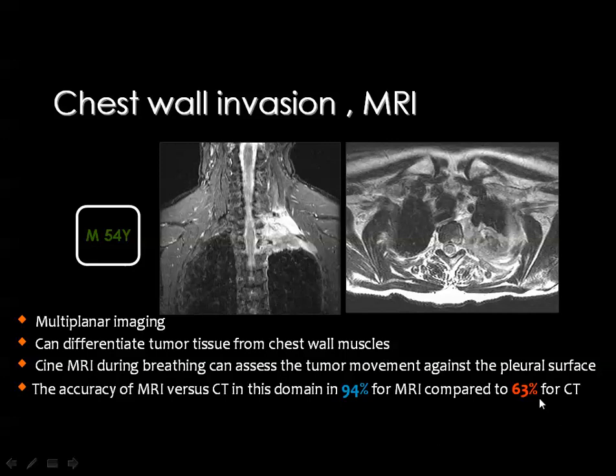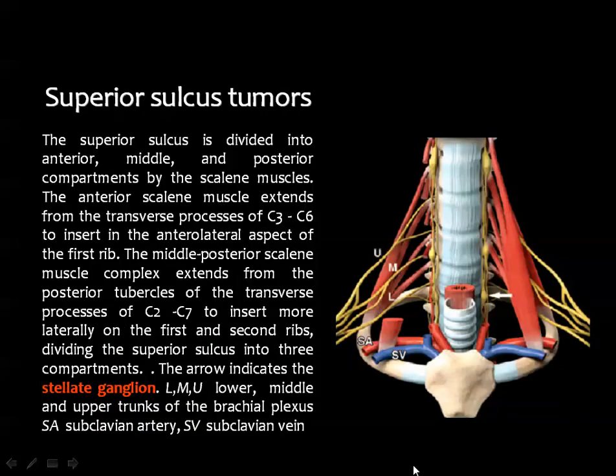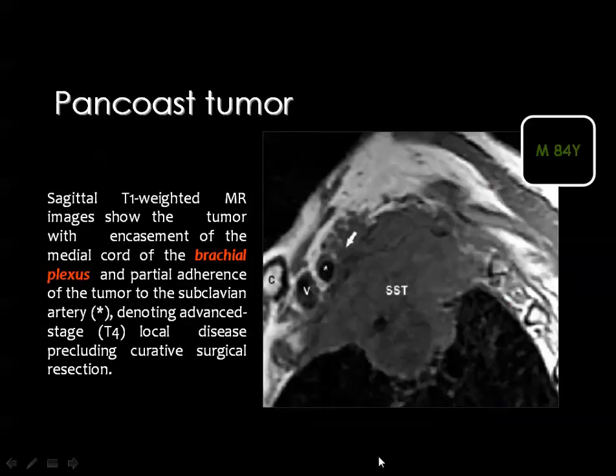Then MRI is sensitive, as you all know, in evaluation of invasion of the brachial plexus, and also invasion of the spine with intraspinal extension and the compression of the cord. And very importantly, you should identify the relation of the Pancoast tumor to the roots of the brachial plexus, to the subclavian artery, and to the subclavian vein. This relation will decide whether this tumor is operable or inoperable.